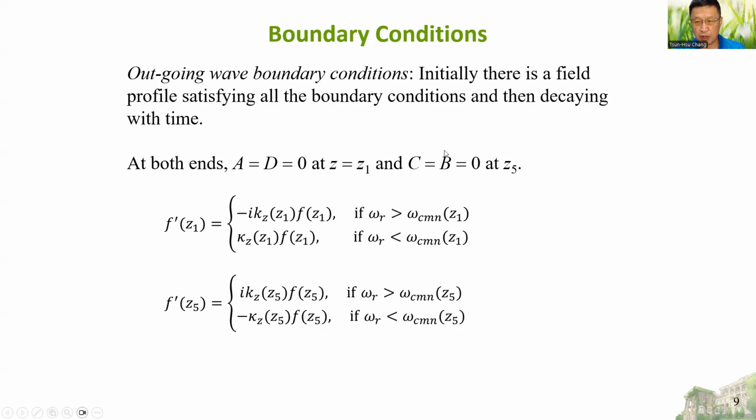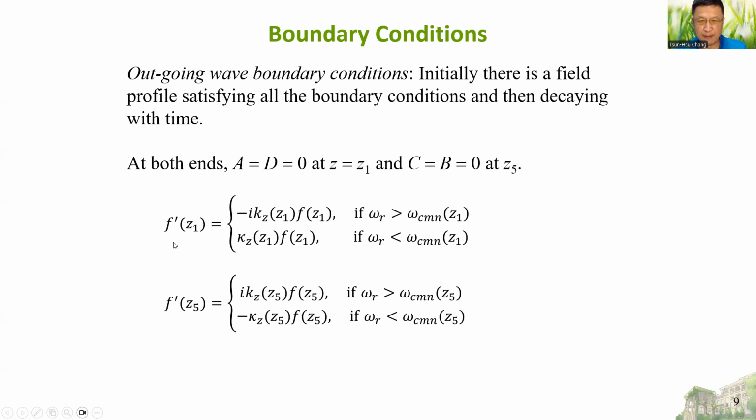Above cutoff, we use B. No incident, no incoming wave. At the right-hand side, Z phi, if above cutoff, C should be 0. Sorry, above cutoff, C should be 0. So it depends on whether we are above cutoff or below cutoff of the resonance frequency.